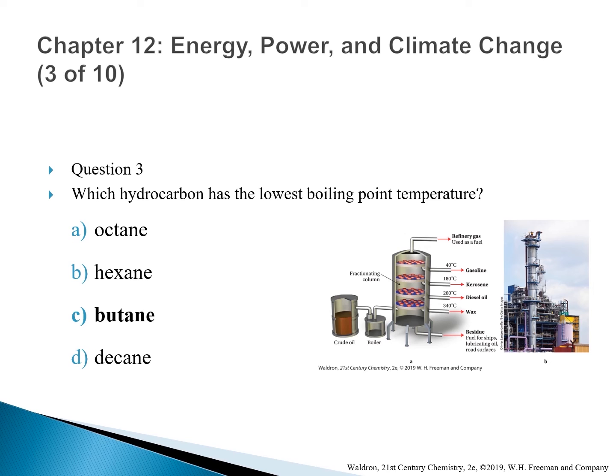Butane. Hydrocarbons with more carbon atoms generally have higher boiling points. Or to say that, the hydrocarbons with the least number of carbons will have the lowest boiling point. Therefore, octane has 8 carbons, hexane has 6 carbons, butane has 4, and decane has 10. Therefore, C is the one with the least number of carbons.